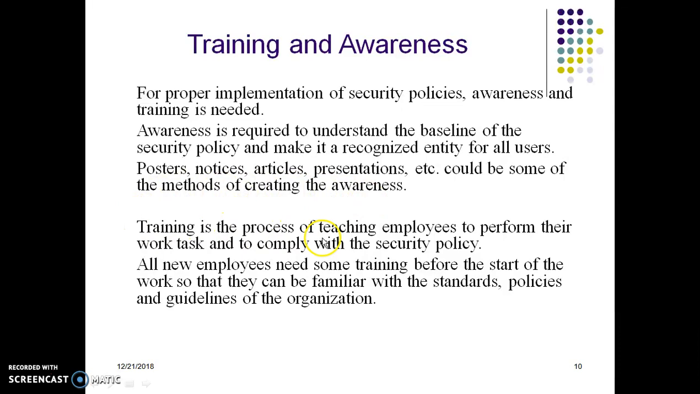Training is the process of teaching employees to perform their work tasks and to comply with the security policy. All new employees need to be trained before the start of the work so that they can be familiar with the standards, policies, and guidelines of the organization.